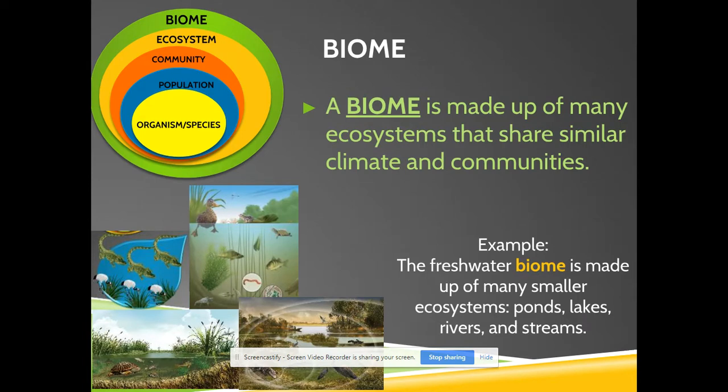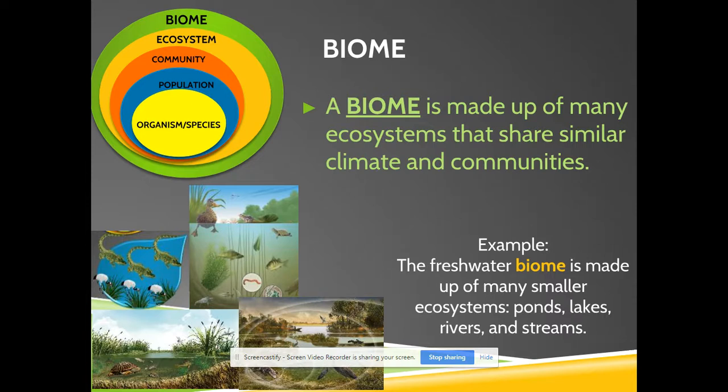Last, we have the biome. A biome is made up of many ecosystems that share similar climate and communities. So if I have 3 or 4 different ecosystems that are kind of similar, they have the same kinds of plants and animals, a similar temperature, similar amount of rainfall, they can fall under the same biome.